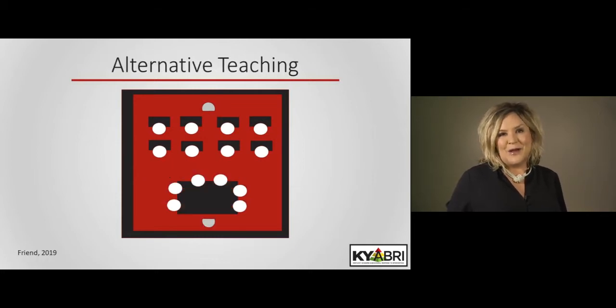The next co-teaching model is known as alternative teaching. Marilyn Friend recommends the use of this model occasionally. In this model, one teacher manages the large group while the other takes a small group for a more specific instructional purpose. Small group lessons are conducted in the midst of the large classroom.